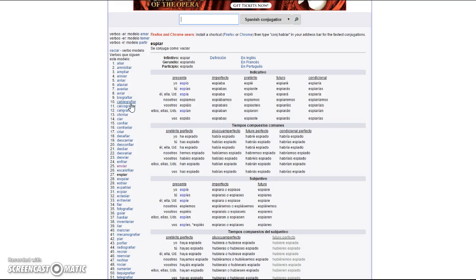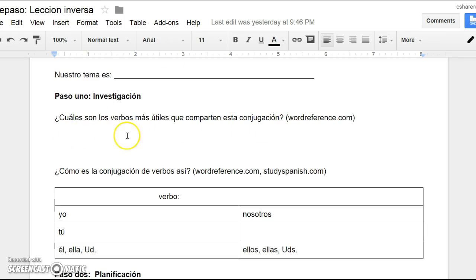Cablegrafiar, to send a message by cable. I don't think that's a super important verb. So I'm going to pick the verbs that I think make the most sense. Guiar is a good verb. Criar is a good verb. These are all verbs that I could actually see myself using. So I pick those verbs. I'll write down the verbs right here, the ones I think are most useful.